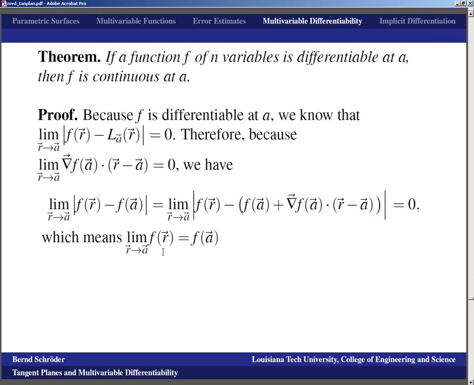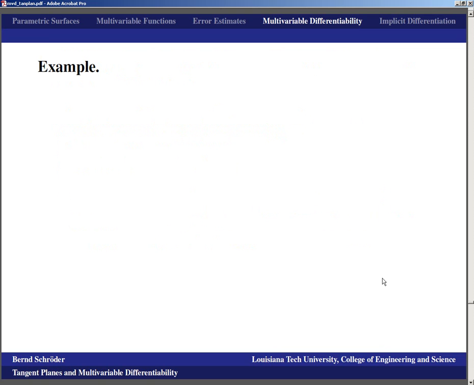And so that means that the limit as r goes to a of f of r is f of a, because the limit of the difference is 0, and that means that f is continuous at a. So that now removes the pathologies that we have seen in the earlier presentations. If a function f of n variables is differentiable at a, then it will also be continuous. Of course, it means we have to contend with the technical definition of multivariable differentiability.